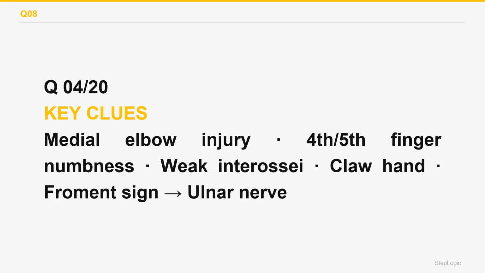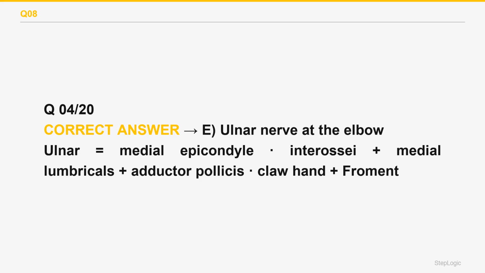The ulnar nerve supplies most of the intrinsic hand muscles: the interossei for finger abduction and adduction, the medial two lumbricals, and the adductor pollicis. Injury causes sensory loss over the little finger and medial ring finger, weakness of finger spreading, and the claw hand. The positive Froment sign, flexing the thumb to grip paper because the adductor pollicis is weak, confirms ulnar involvement. The correct answer is E.